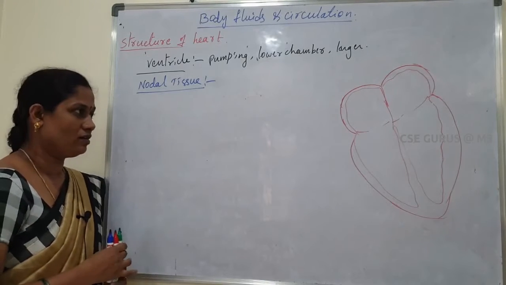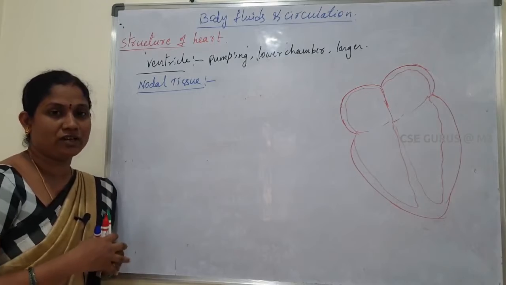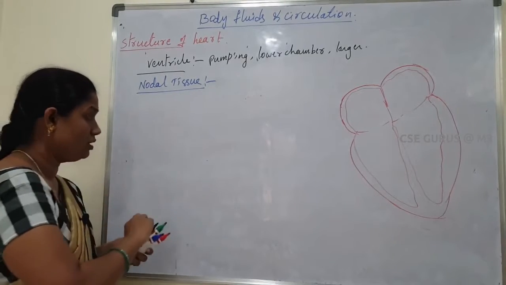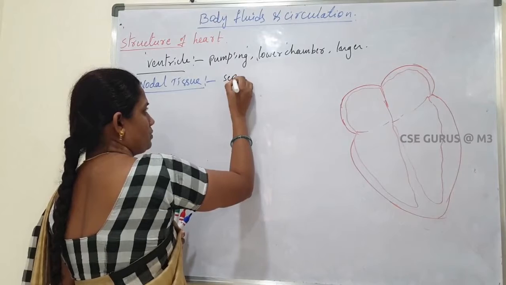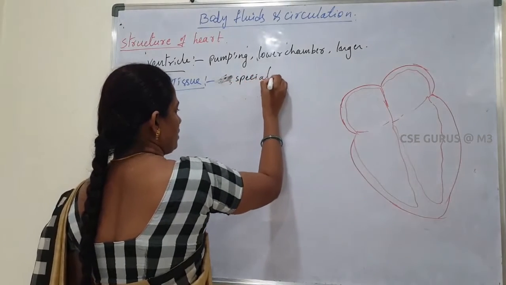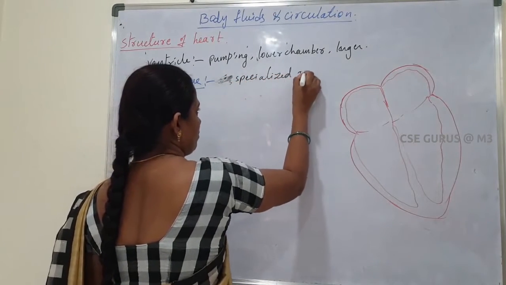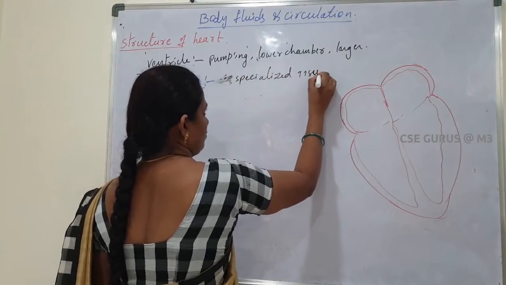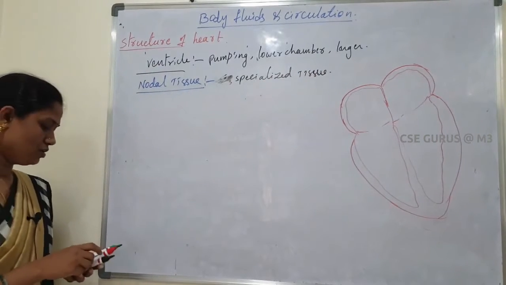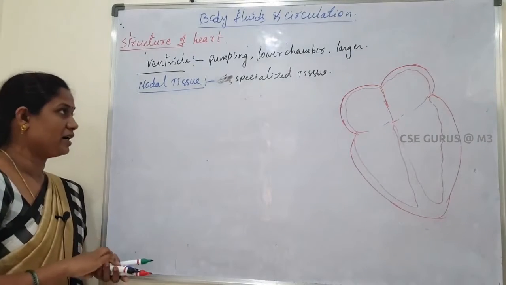In the heart, some specialized muscular tissue is also present. That is called nodal tissue. In this nodal tissue, there are some different parts.